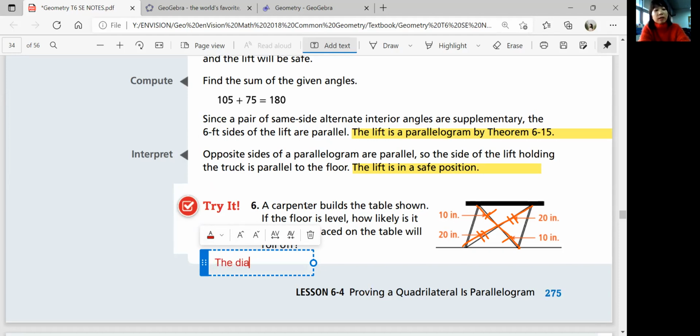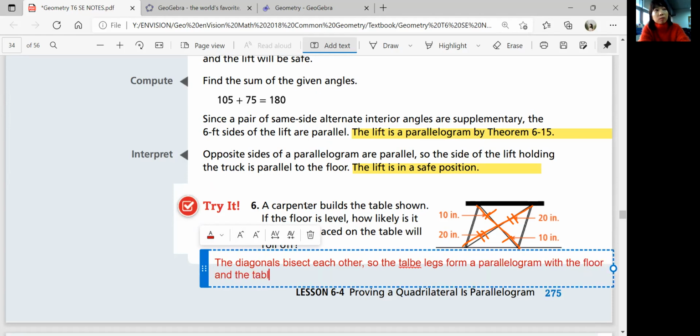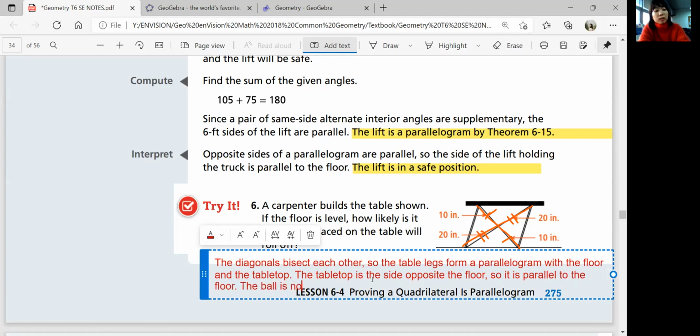So let's explain that. The diagonals bisect each other. So the table legs form a parallelogram with the floor and the tabletop. The tabletop is the side opposite, so it is parallel to the floor. The ball is not likely to roll off.